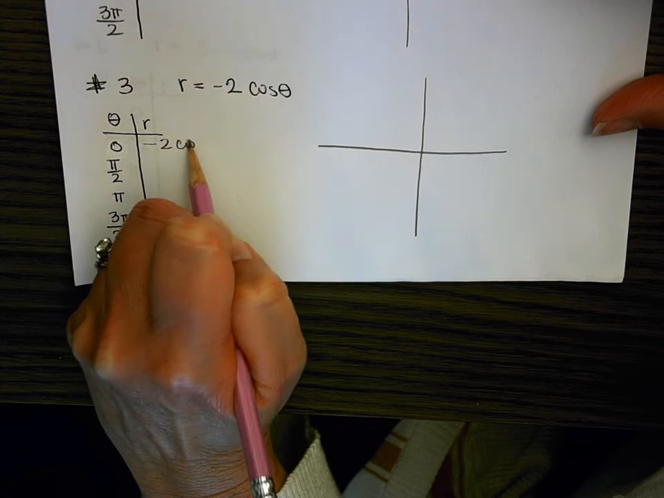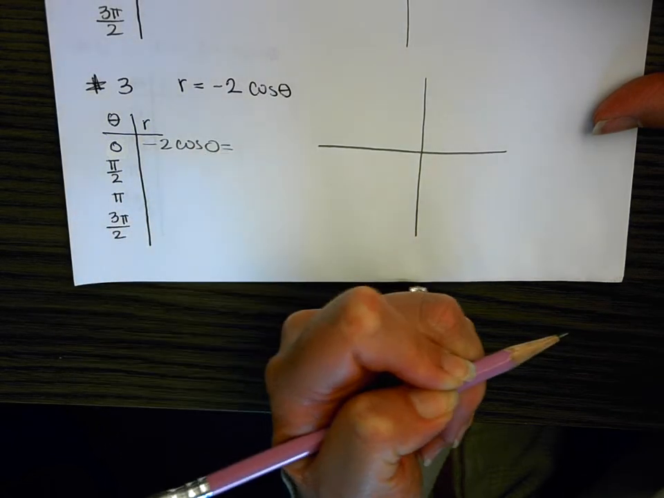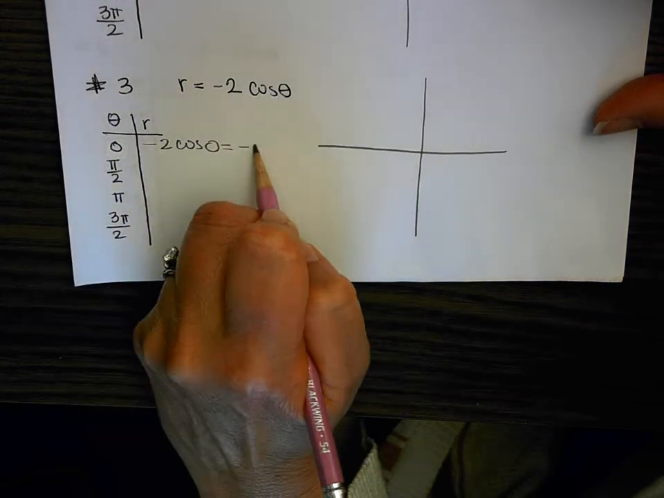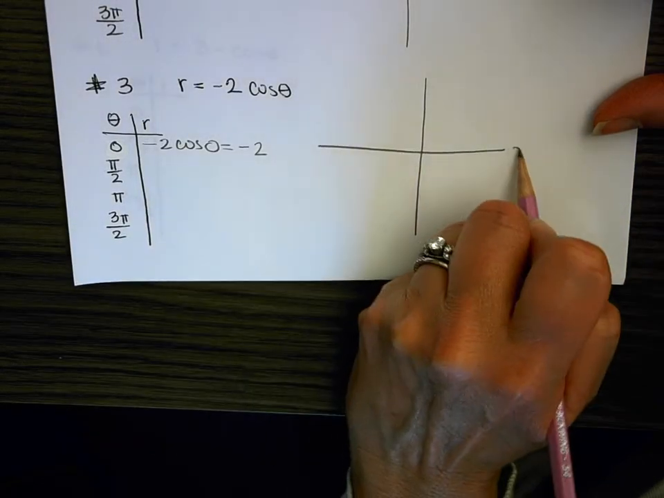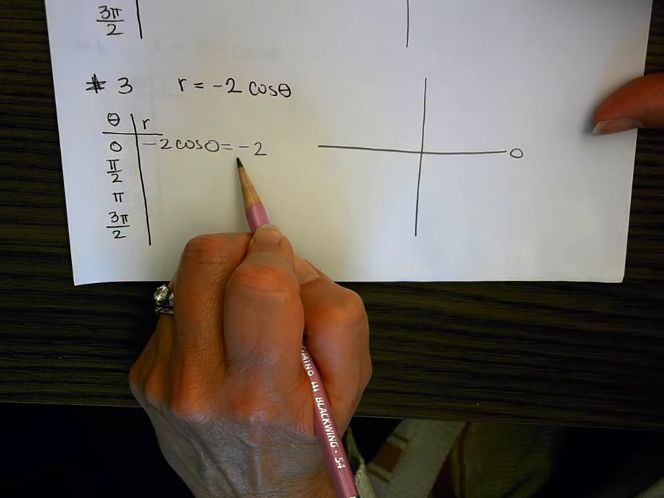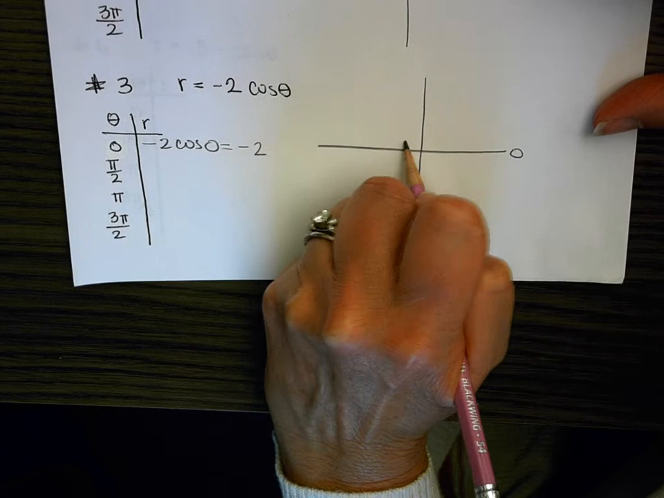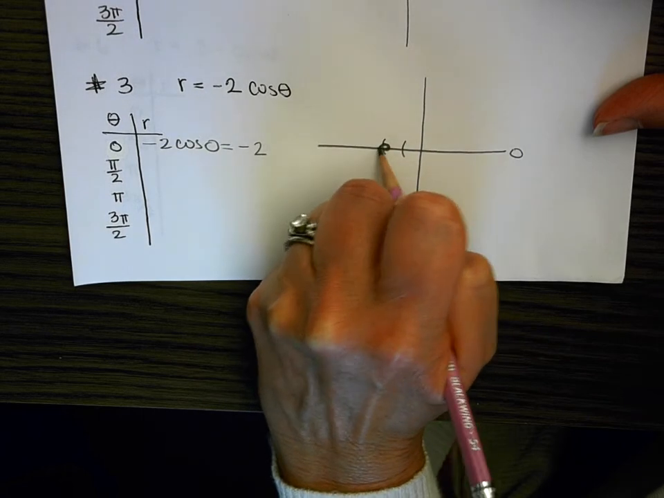So let's go ahead and replace theta with 0, just to see what does happen if that was negative. I know that the cosine of 0 is 1, so 1 times -2 is -2. So here's 0, but because r is negative, I'm not going to go towards 0, I'm going to go away from it. So I would go 2 units to the left.